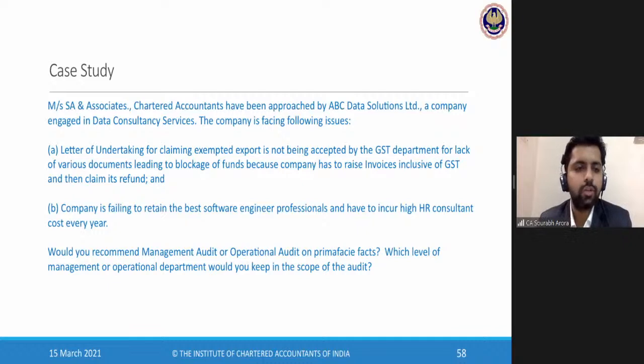So we are not actually submitting the document. So this is not regarding some management decisions. This is regarding the skills and competence of that legal department, which is not submitting the proper documents. So again, operational audit will be recommended in both the cases, not the management audit. So we can move on to the next slide now.